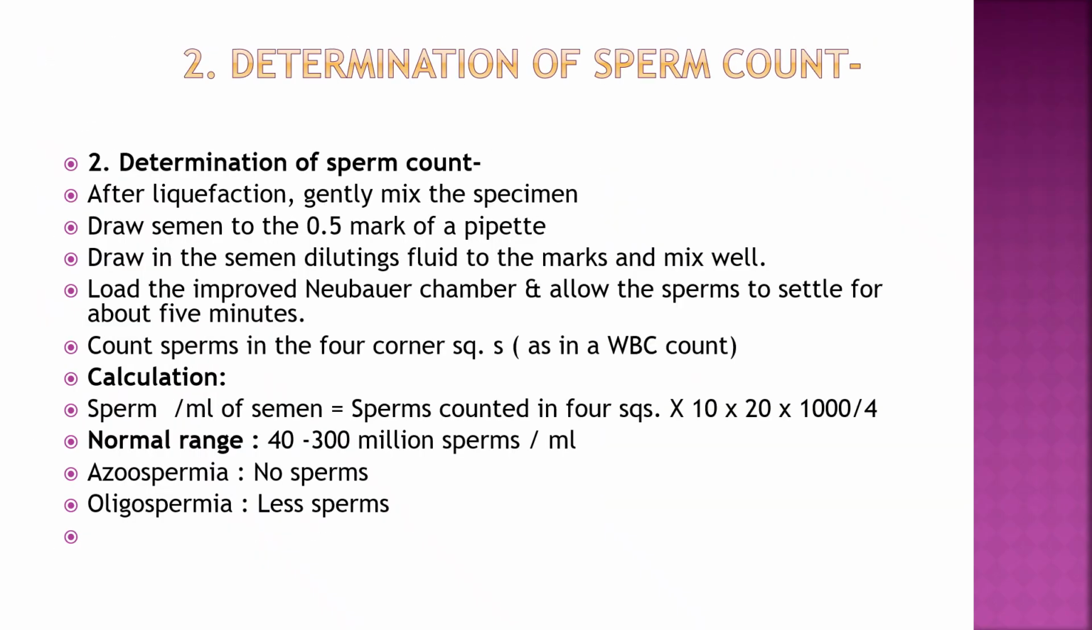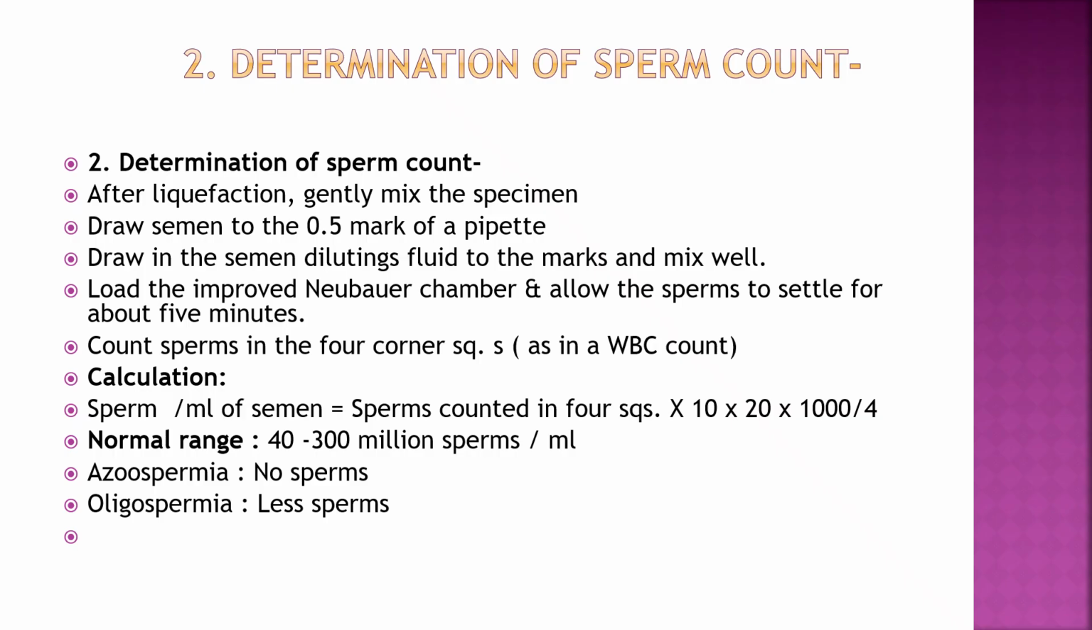Second test is determination of sperm count. For this, we do the dilution in a WBC pipette, taking semen sample up to the 0.5 mark and diluting fluid up to the 11 mark, as we do in WBC count. Then wait for 5 minutes, mix the contents, discard a few drops, load the chamber and count sperms in 4 corner squares, that is the WBC squares. The formula is number of sperms equals n into 50,000, and the normal range is 40 to 300 million sperms per ml.